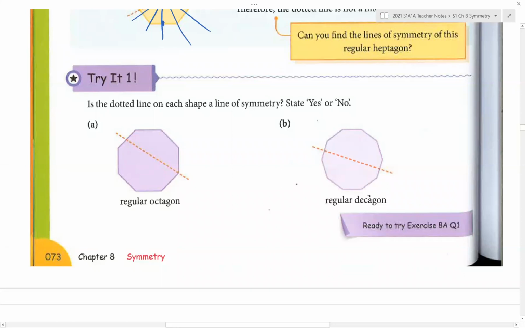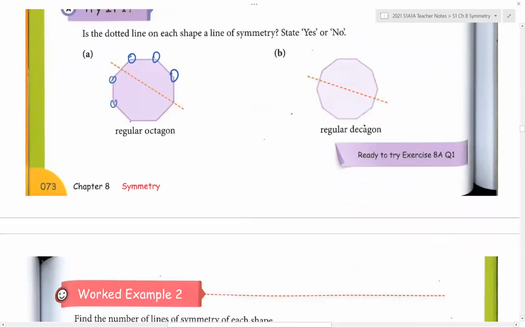Which part is not equal? If you want to fold it, it's not the same, right? For example, you can also count, there are 1, 2, 3 points over here. Then when you fold over, if it is symmetrical, the other side should have 3 points also, isn't it? But the other side has 1, 2, 3, 4 points. So it's obviously not symmetrical already.